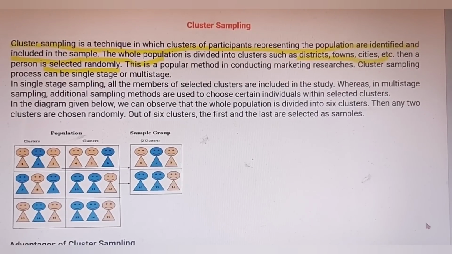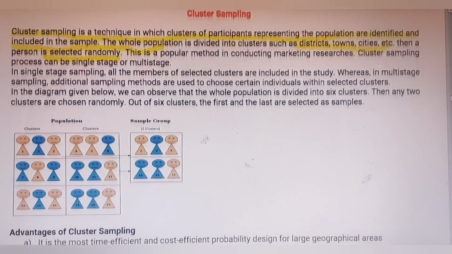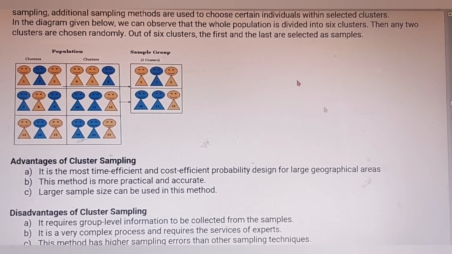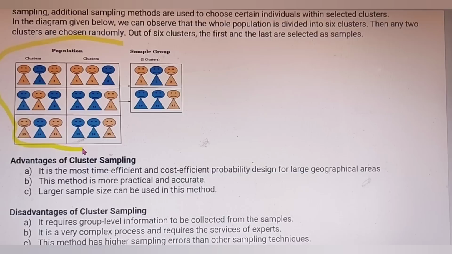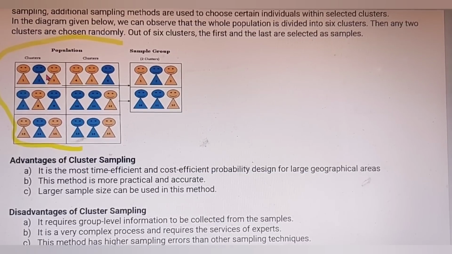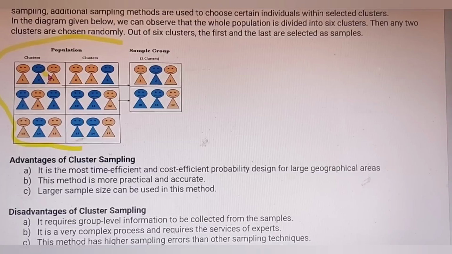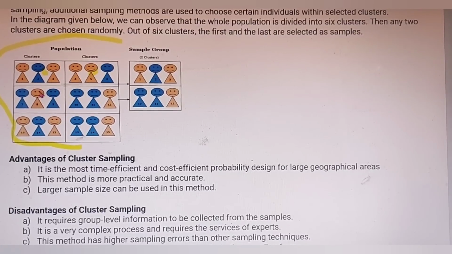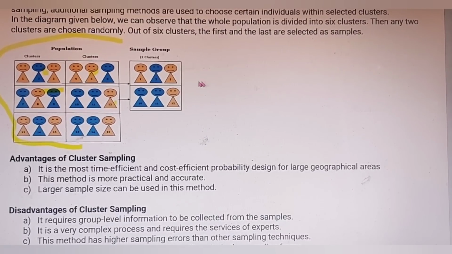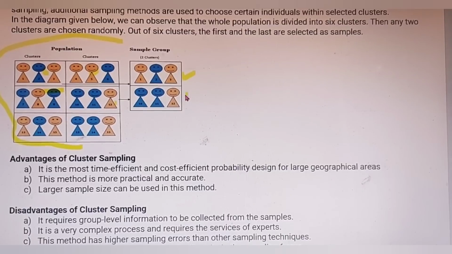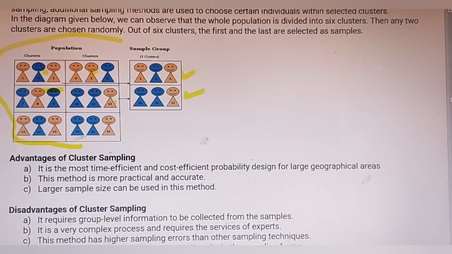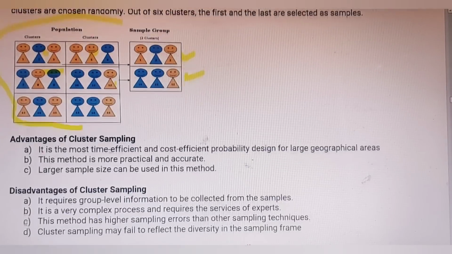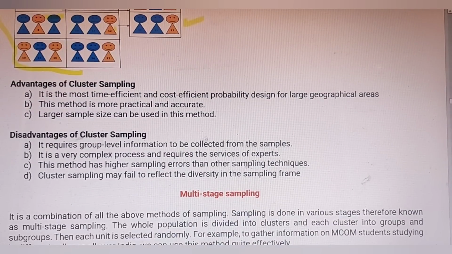Let's see from the diagram. This is the whole population, and the population is divided into different clusters. There are 6 clusters here. This is first, second, third, fourth, fifth, sixth. And out of these clusters, 2 clusters are selected randomly. So this is how you have to write about cluster sampling. Again, it has advantages and disadvantages.